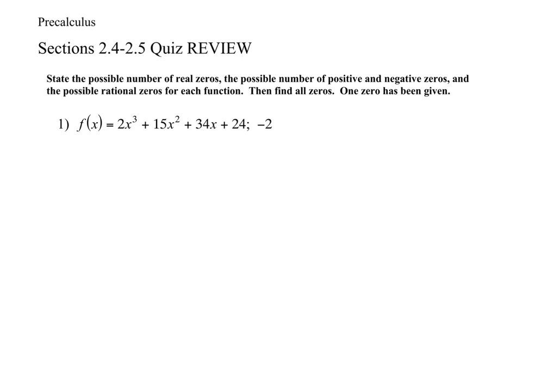The number of real zeros, that's the first thing it's asking. The number of real zeros is always your degree. All right, so this is always the degree of the polynomial. So I'm going to look at this and I'm going to say the degree of my polynomial is 3.